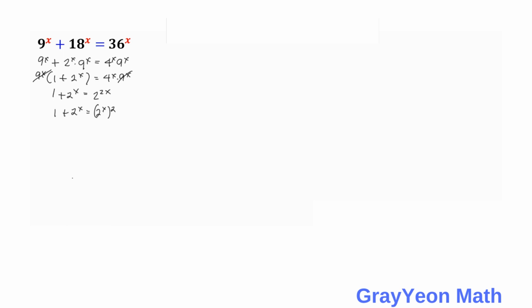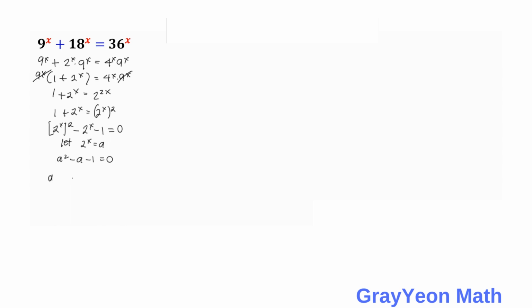And rearranging, we have (2 raised to x) squared minus 2 raised to x minus 1 equals 0. So we let 2 to the x be equal to a. So we have a squared minus a minus 1 equals 0. We can solve this by the quadratic formula.